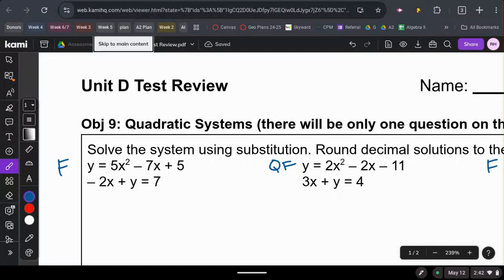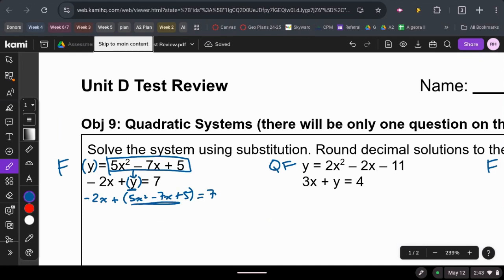Look at the first objective on this test, which is solving quadratic systems. In each of these, you're always told what y is for the quadratic expression. So all you're doing is taking this expression for the quadratic and replacing it where you see the y. So I've got negative 2x plus 5x squared minus 7x plus 5 equal to 7. The only thing that's changed is that y is now that expression.